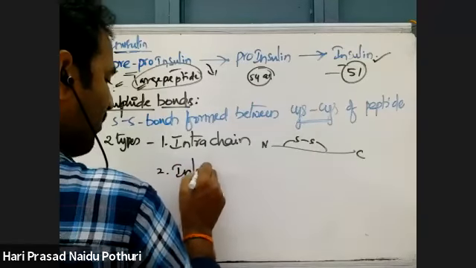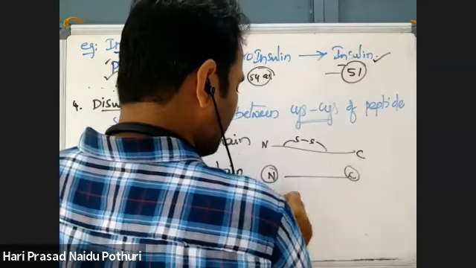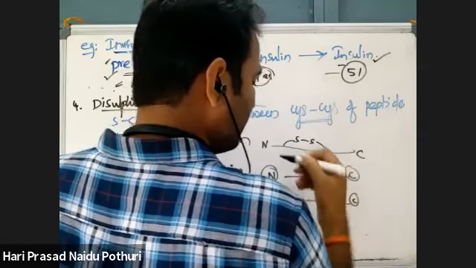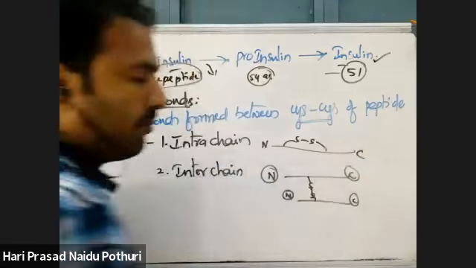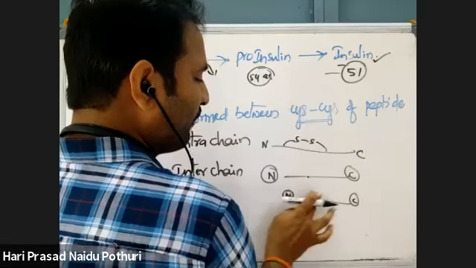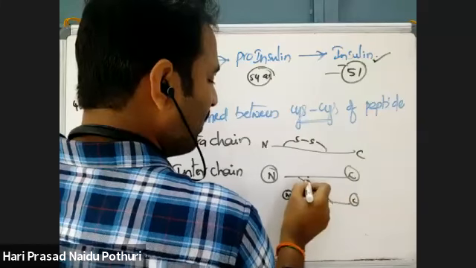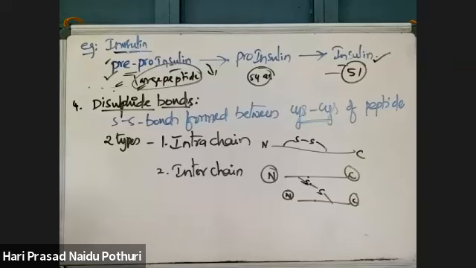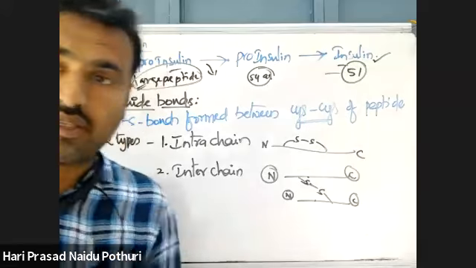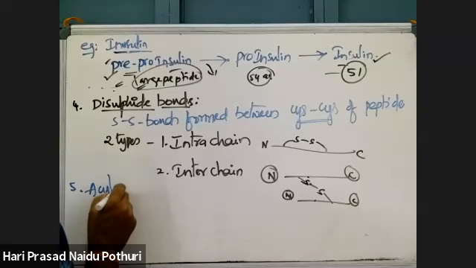Second one is interchain disulfide bond. N-terminal, C-terminal, N-terminal, C-terminal, like that 2 proteins are there, and between them there is formation of S-S bond. Disulfide bonds formed between 2 different peptides are called interchain disulfide bonds, whereas the disulfide bond present within a single peptide is called intrachain. So formation of disulfide bonds is responsible for conformational change.